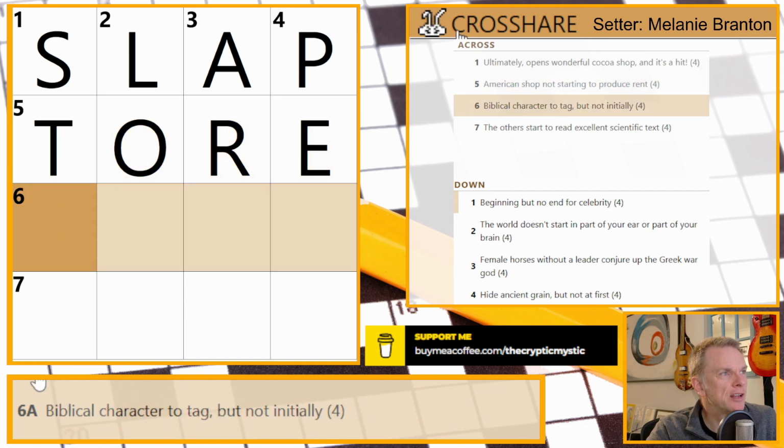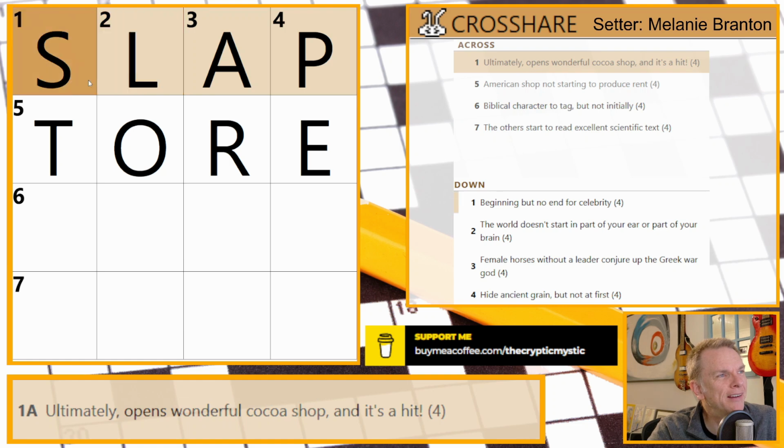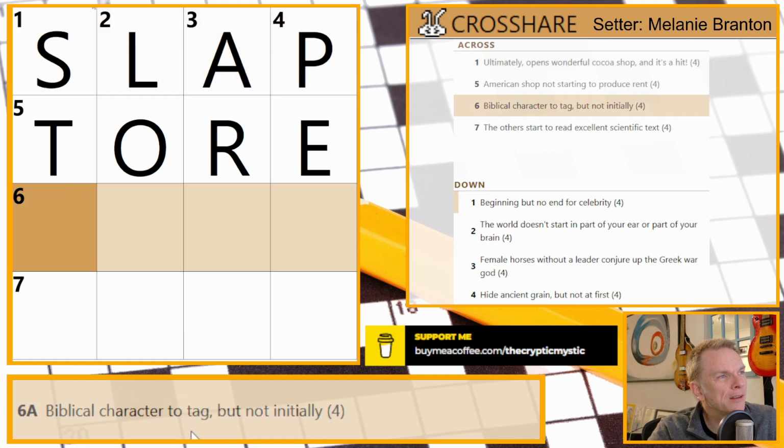Good. 6 across. Biblical character to tag, but not initially. A biblical character to tag, but not initially. There we have again, not initially. That means we're taking the initial letter off of something. Oh, sorry, not a biblical character. We're taking the initial letter off of maybe a word to tag. The definition here, I think, is a biblical character. I'm just trying to think what that could be. Not sure. Let's come back to that one, will we?